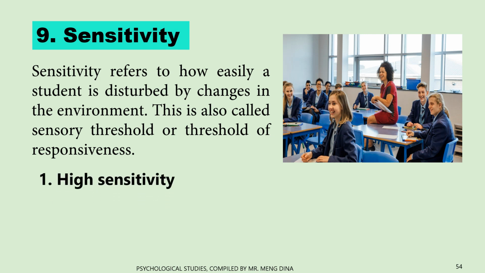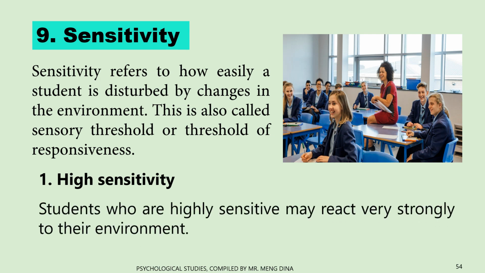Okay, let's share chapter 2. Number 1, we think about high sensitivity and low sensitivity. What are they? Students who are highly sensitive may react very strongly to their environment, especially if they are doing the task that the teacher gave them. But when a sound suddenly surprises them, they turn back to look at where the sound is happening.